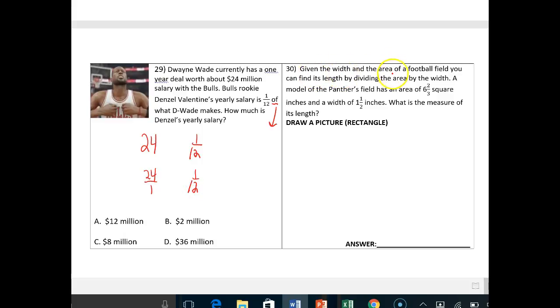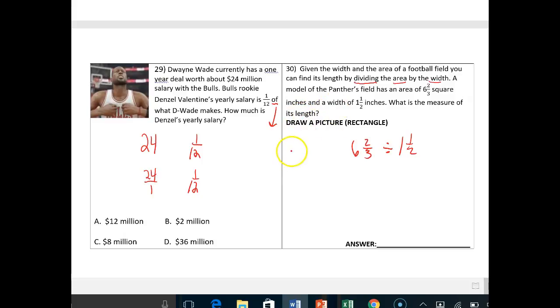Given the width and the area of a football field, you can find its length by dividing the area by the width. A model of a football field has an area of 6 2/3 square inches and a width of 1 1/2. What is the measure of its length?